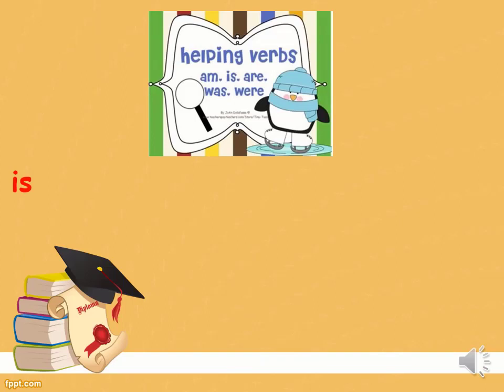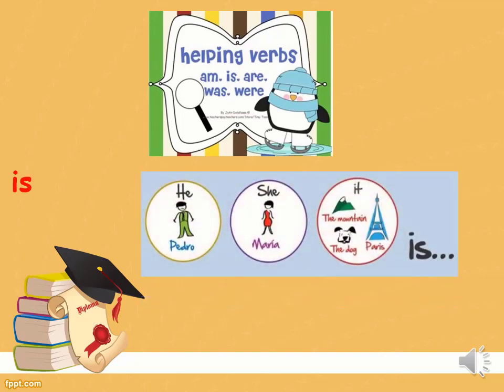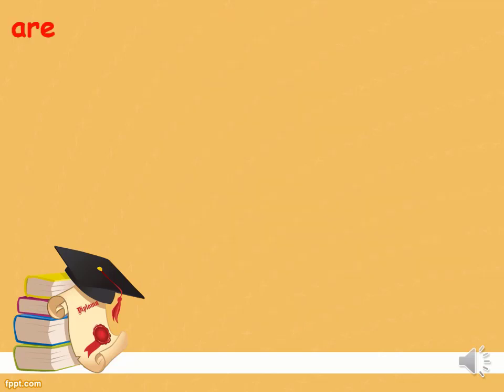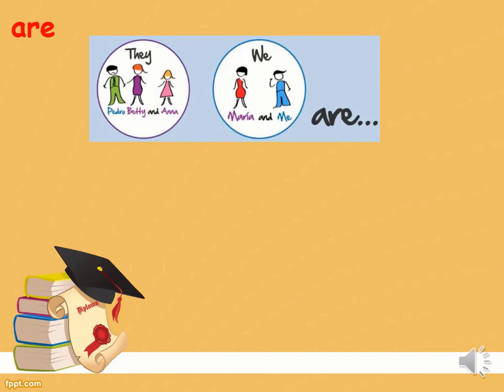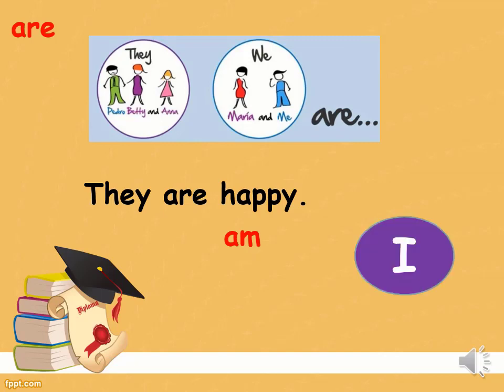Am, is, are, was and were are the helping verbs. Is is used with the pronouns he, she and it. For example, she is painting. Are is used with the pronouns we, you and they. For example, they are happy. Am is used with the pronoun I. For example, I am busy.